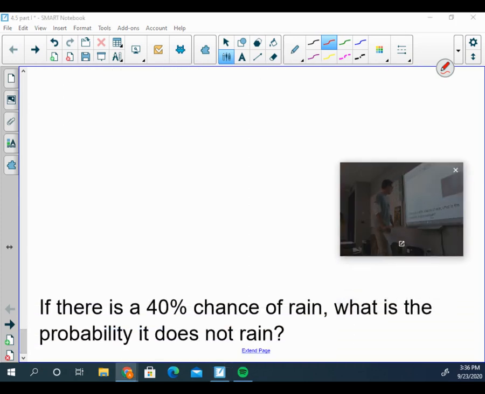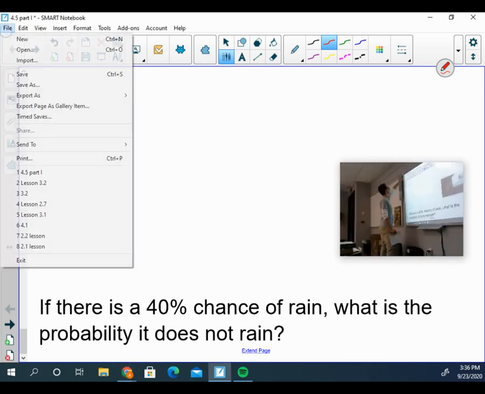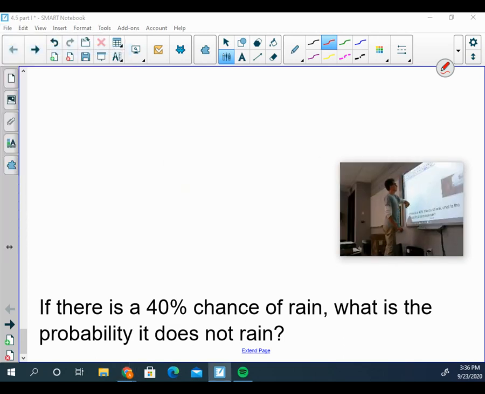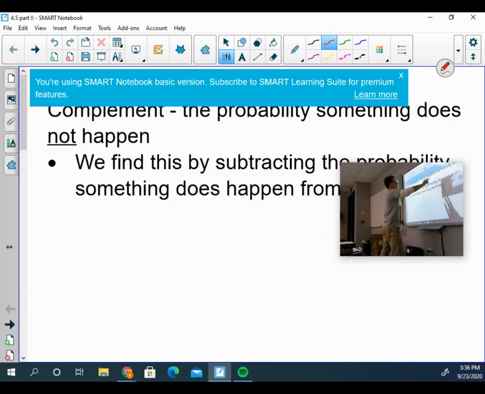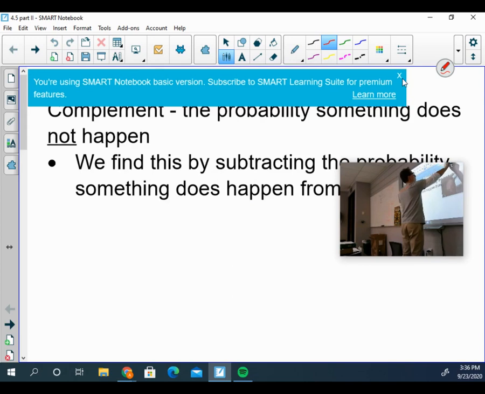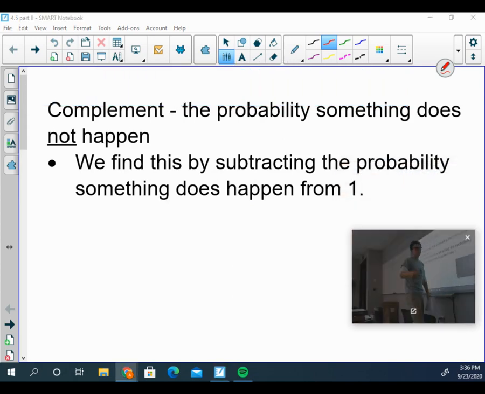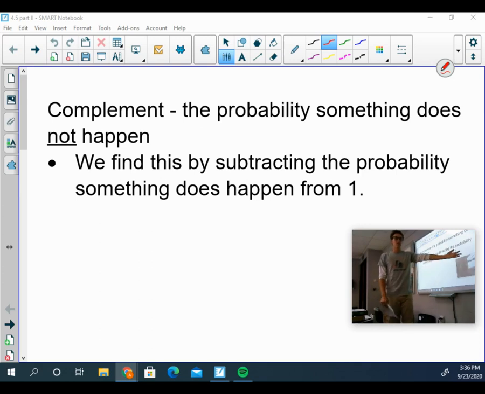Okay? If there is a 40% chance of rain, what is the probability it does not rain? I want you to think about that while I change the slide. You probably have come up with the answer of 60% at this point, right? There's a 40% chance it rains. There's a 60% chance it doesn't.